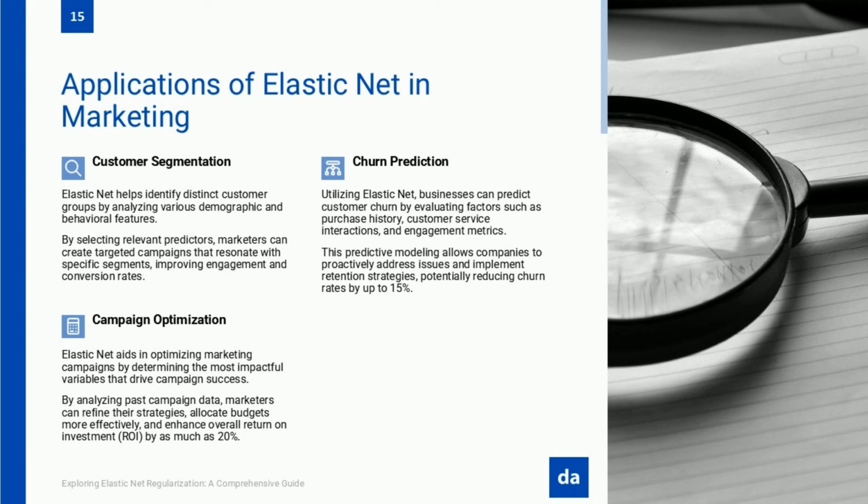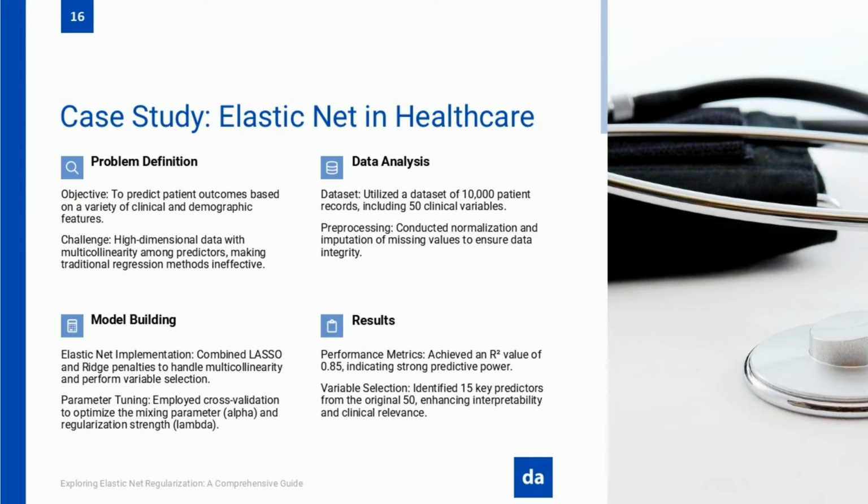Next, we take a deep dive into how Elastic Net is being used in healthcare, where predicting patient outcomes can literally be a matter of life and death. In healthcare, data isn't just about numbers, it's about saving lives. Every patient generates a massive amount of medical information, from lab results to genetic markers, vital signs, and lifestyle habits.